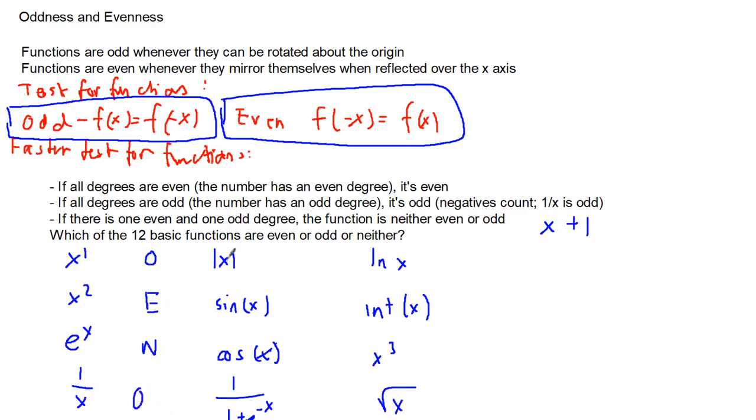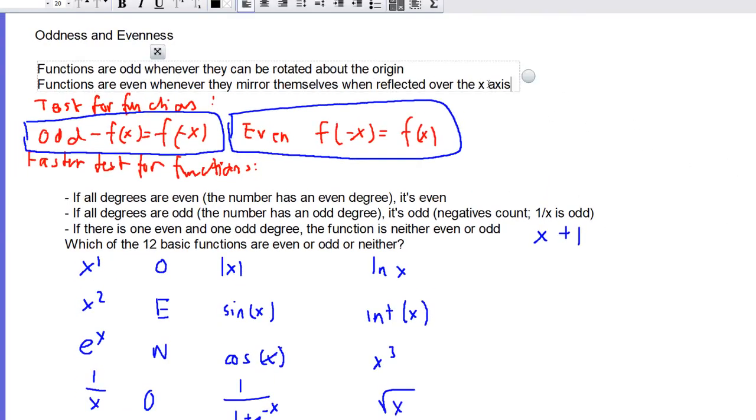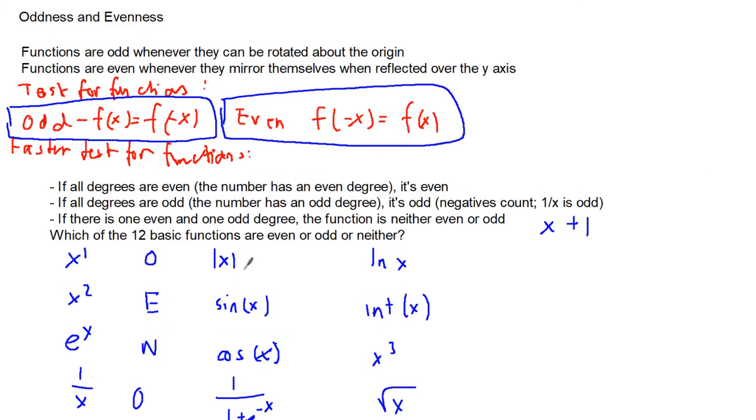This is even because if you look at the graph, when it's reflected over the x-axis, no, wait, I did this wrong, I'm sorry. When it's reflected over the y-axis, I'm really sorry, I did it wrong. Y-axis, then it is the same thing, right? So that's even. Sine is odd, you just have to remember that.